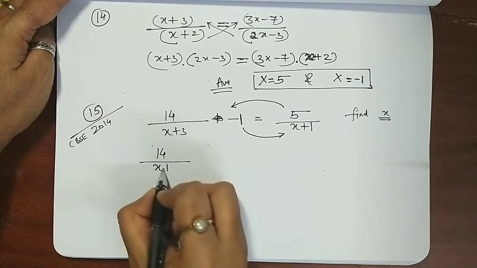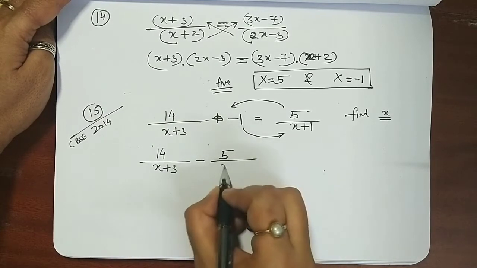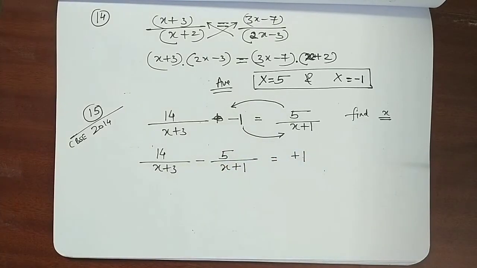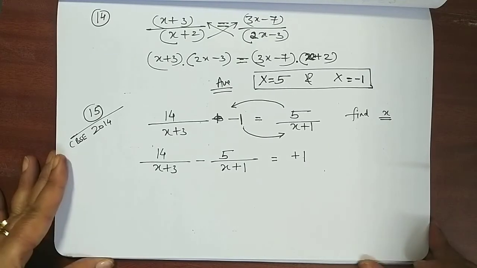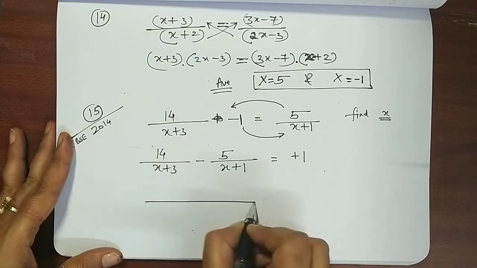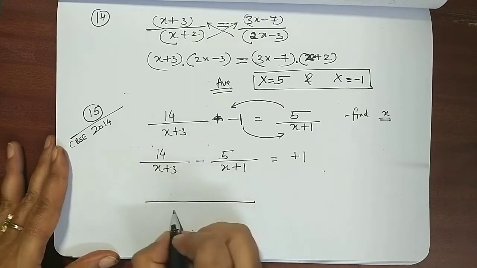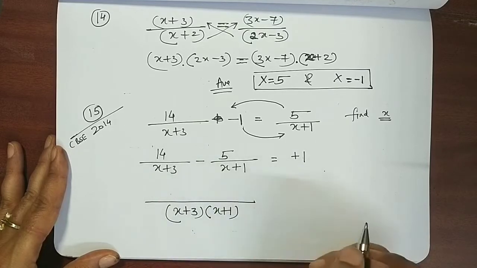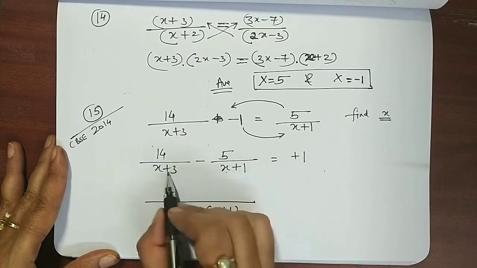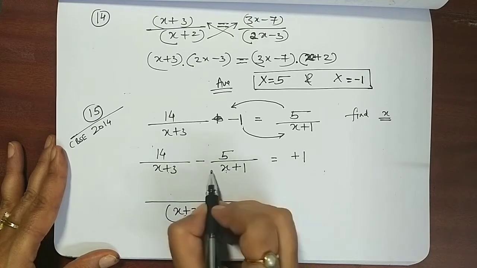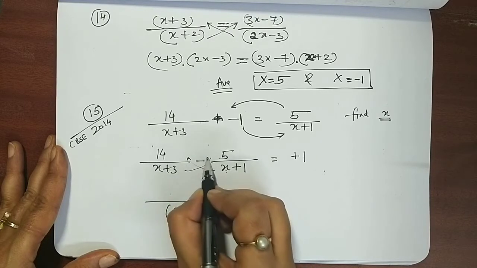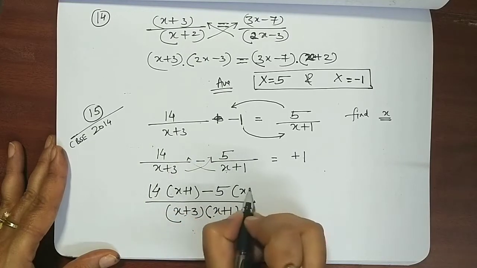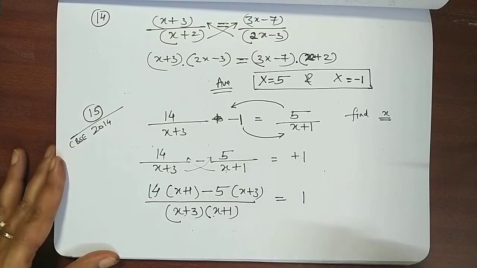So it is 14/(x+3) - 5/(x+1) = 1, because this will become plus on this side. Now we will take the LCM. The LCM is the product of these two, so it will be (x+3)(x+1). This is multiplied with this and this is multiplied with this. So 14(x+1) - 5(x+3) = 1.